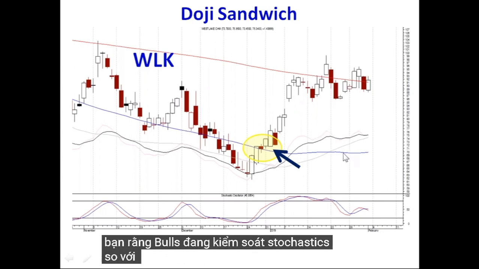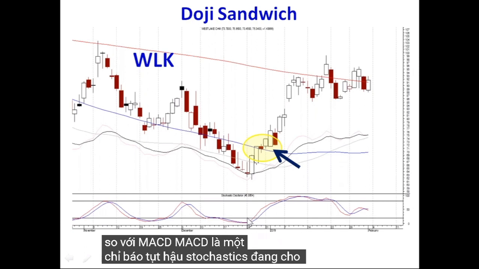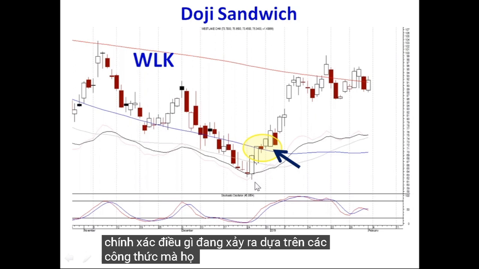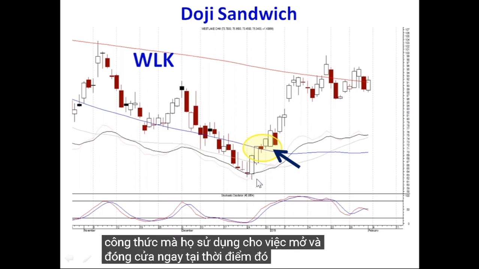Stochastics versus MACD. MACD is a lagging indicator. Stochastics are telling you exactly what's happening based upon the formulas they use for the opens and closes right at that time of the signals.